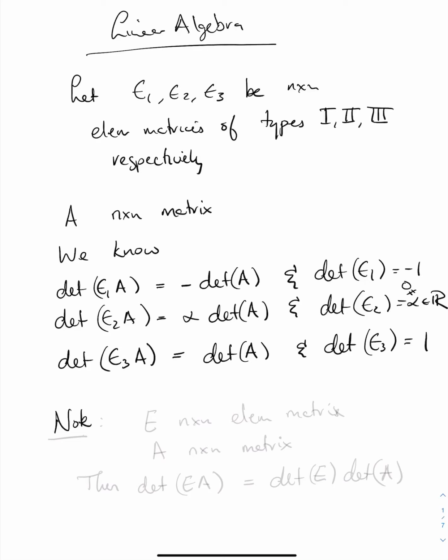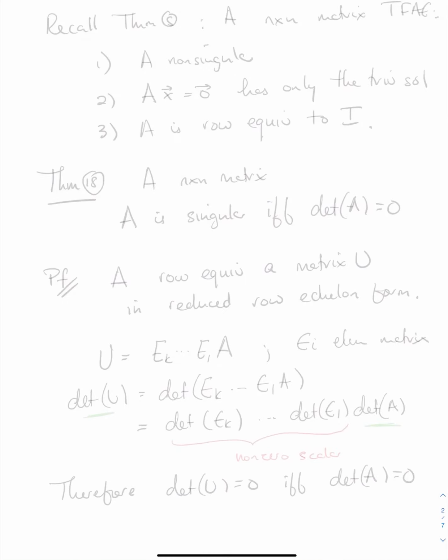Notice, if E is an n by n elementary matrix of any type, and A is some other n by n matrix, what we've actually shown, amongst other things, is that the determinant of E times A is simply equal to the determinant of E times the determinant of A. Let's use this. But first, I just want to remind you of Theorem 5 again.